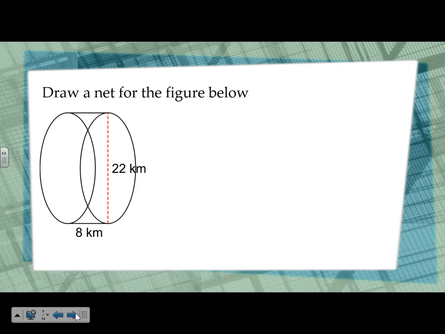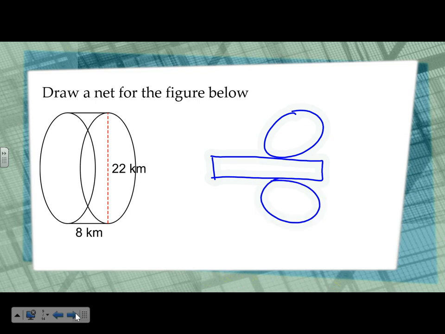This one, cylinders are actually the easiest. All you need to do is draw a rectangle and then draw the base on top, the base on bottom. You can kind of imagine taking those two circles and bending them towards you and then wrapping that rectangle around them. So this is 8 is the height, and the diameter for both of these is 22.